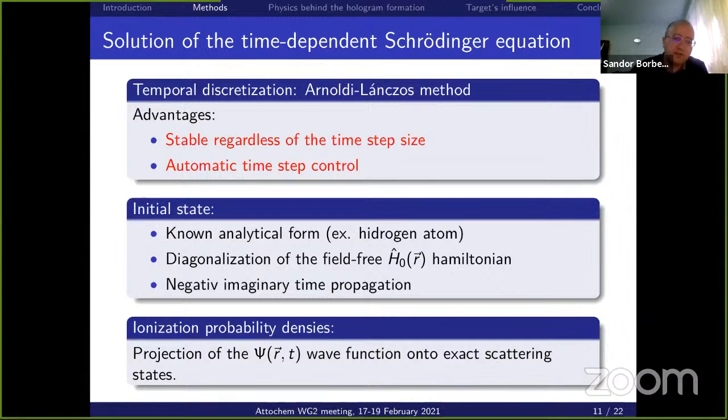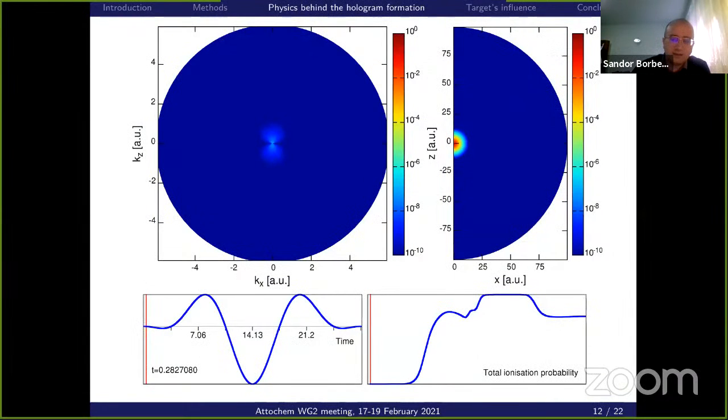During our simulation, we need an initial state. In simple systems, as in the case of the hydrogen atom, it's known analytically. In more complex systems, we just diagonalize the field-free Hamiltonian, or we perform a negative imaginary time propagation. As a result of our TDSE simulation, we obtain the time-dependent wave function, from which the ionization probability densities are extracted by projecting these wave functions onto exact scattering states.